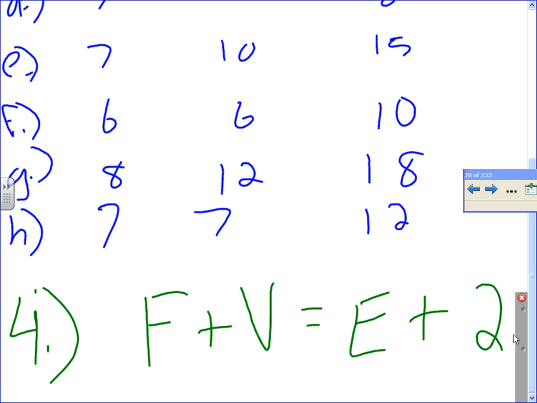Face plus vertice. Oh, Charles goes, oh, yeah, she's right. For once, she knows what she's talking about. Equals edge plus 2. Thanks, Charles. Just all of them. Works for all of them.